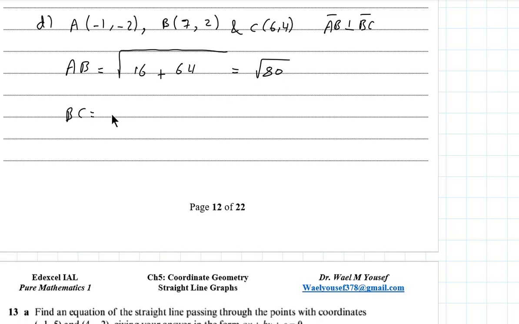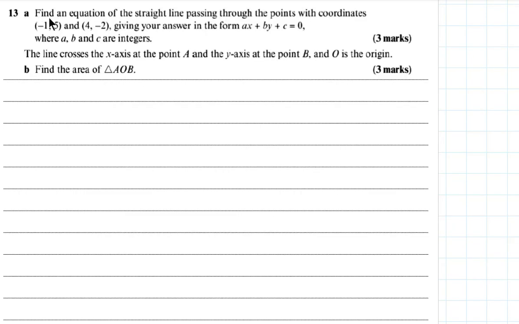And also we can find the distance BC, which is the square root of the difference of x squared. 6 minus 7, minus 1, all squared will be 1, plus 4 minus 2, 2 squared will be 4, to be root 5. And then we can write the area of the triangle will be half base root 5 times root 80, which can be written as root 16 times 5, which is 4 root 5, right? In this case, half 4 is 2, root 5 times root 5 is 5, so it will be 10 square units.